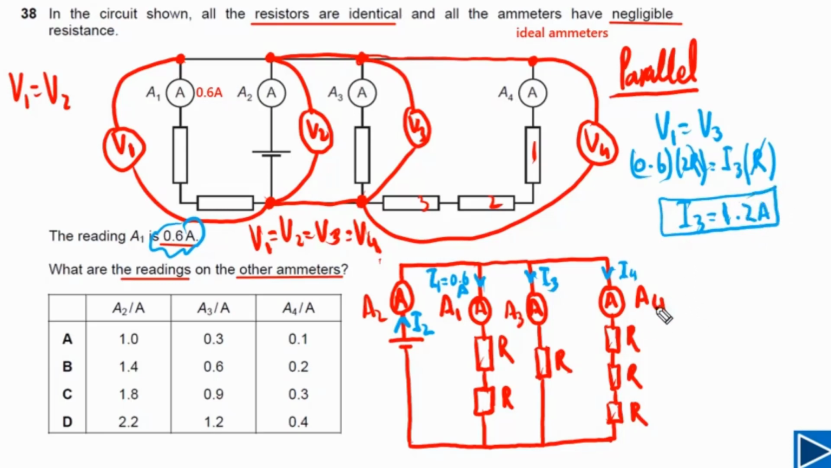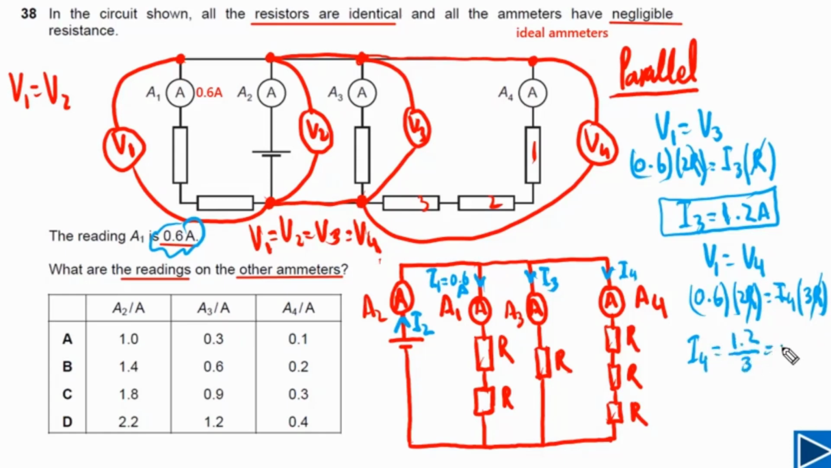Now let's find the reading on ammeter 4. Again we will compare with V1. V1 is also equal to V4, so V1 is equal to 0.6 times the resistance of this branch, which is 2R. And the current passing through ammeter 4, this is I4, and the total resistance of this branch is 3R. Now R is common, we can simply cancel. So I4 is simply equal to 1.2 divided by 3, so this is equal to 0.4 amps. So this is the reading of I4.